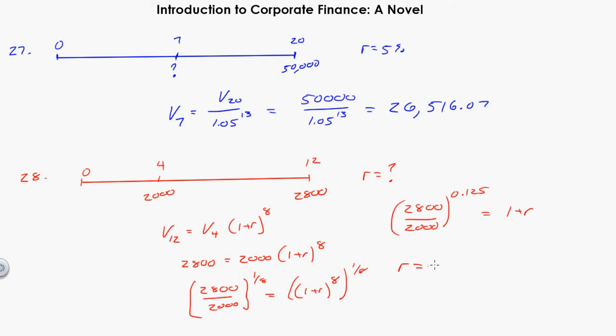So r is equal to 2,800 over 2,000 raised to the 0.125 minus 1. So r is equal to, this is question number 28, 4.30%. Alright, we're almost there. Just a couple more questions.